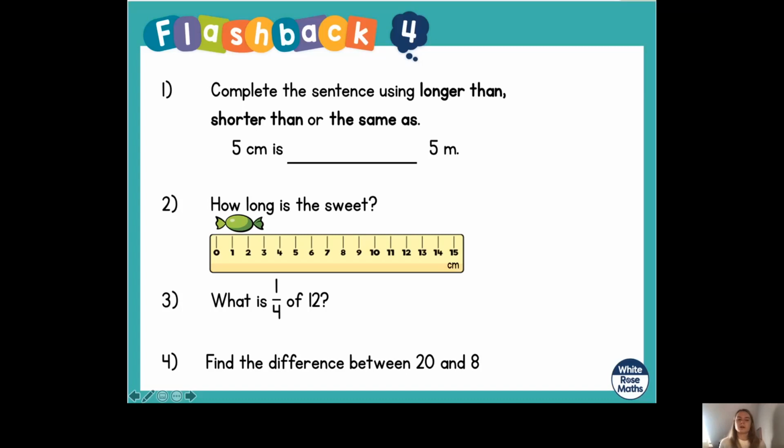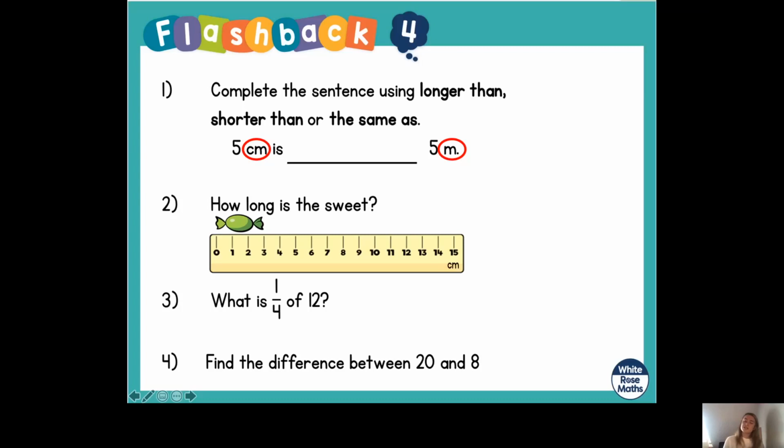Well, number 1, complete the sentence using longer than, shorter than, or the same as. So we've got 5 centimetres and we've got 5 metres. Now, what do you notice about these? Well, yes, look, on this side we've got centimetres and this side we've got metres. So we've got different units of measurement. So therefore, to make it easier for ourselves, let's change metres into centimetres. How many centimetres are there in a metre? Can anybody remember? Yes, that's right. There are 100 centimetres in a metre.